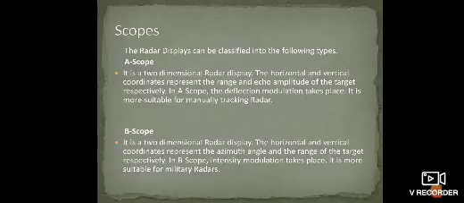And the B scope is also a two-dimensional radar display, and in this also the horizontal and vertical coordinates represent the azimuth angle and range of the target. Azimuth is mainly the horizontal direction. We will have a next session about this azimuth angle. It also shows the range of the target. The B scope has intensity modulation and is mainly used for military radars.